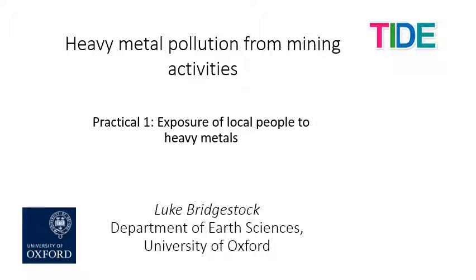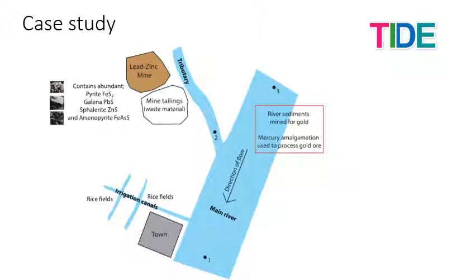So now you're going to put the knowledge that you've learnt in this lecture into practice in a practical session, the first practical session of this three-part course. In this practical, you're going to assess chronic toxicity risks to people living in a hypothetical town due to exposure to a variety of metals via different routes.